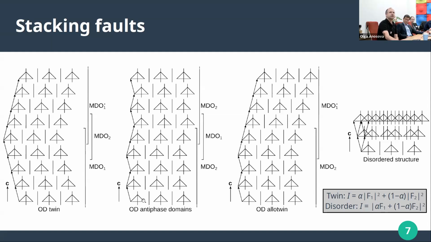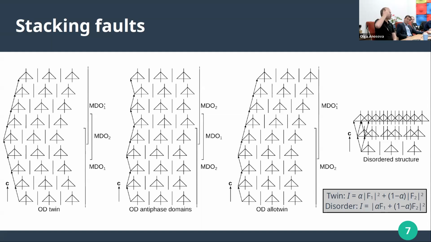Now this other MDO polytype, this right, left, if you put in a stacking fault, you have an MDO1 triple. That's not a twin, that's an antiphase domain. You have two domains, but they are shifted, they have the same orientation, and we can't see them in diffraction. So these are always a bit difficult.